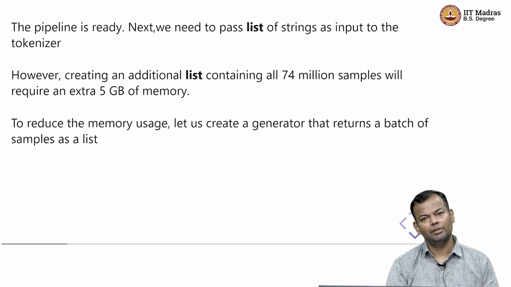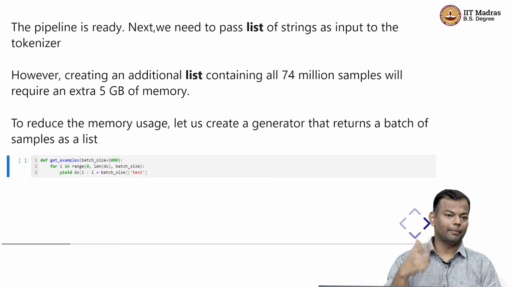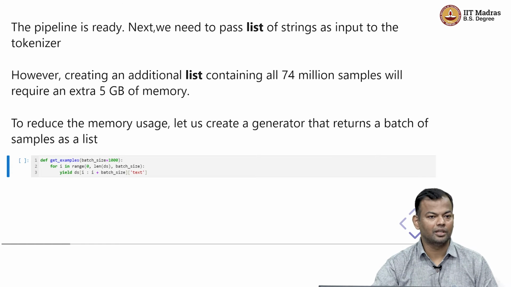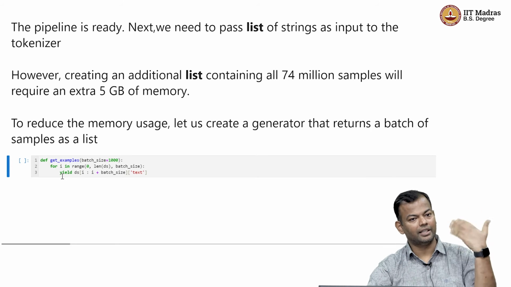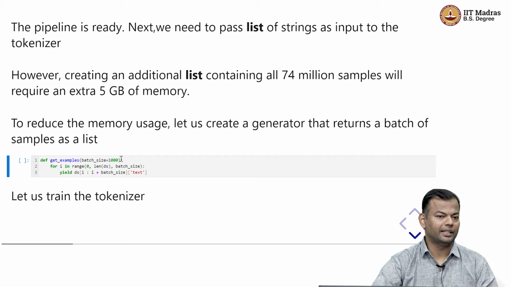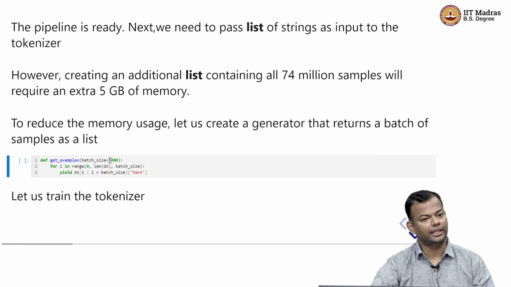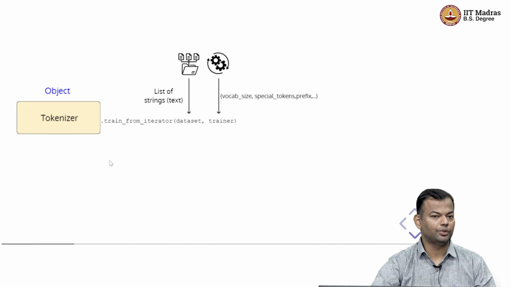And because it will be expensive to load all of this at once, we are going to create a batch processing where we'll use this yield function available in Python, which will just iteratively keep processing the data, right? So what we are doing is that I'm saying that the batch size is 1,000 or whatever parameter I pass, and I'm just going to keep extracting 1,000 samples from the data set. Okay, now we are ready to train the tokenizer.